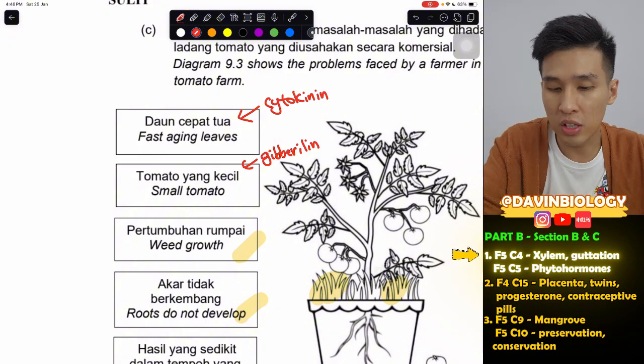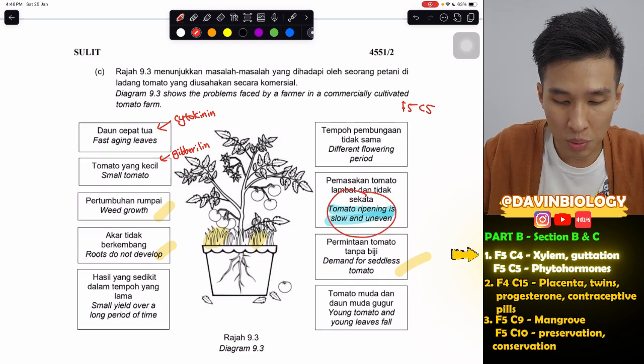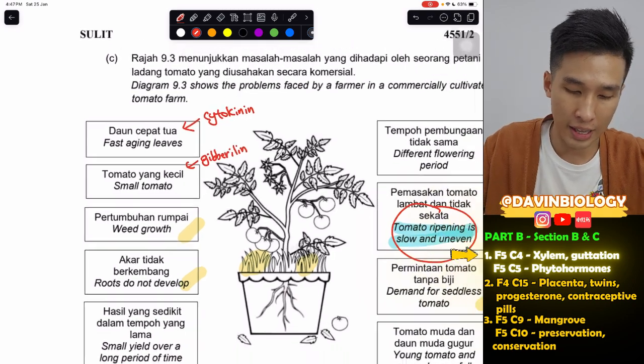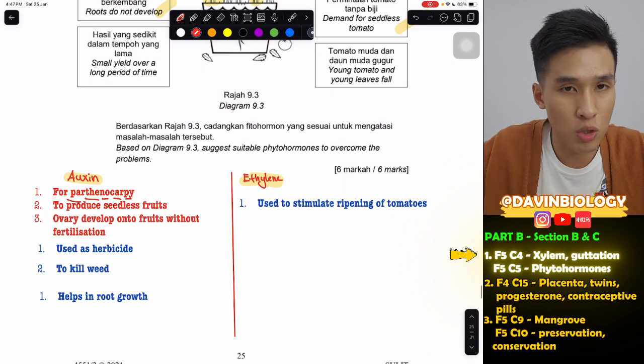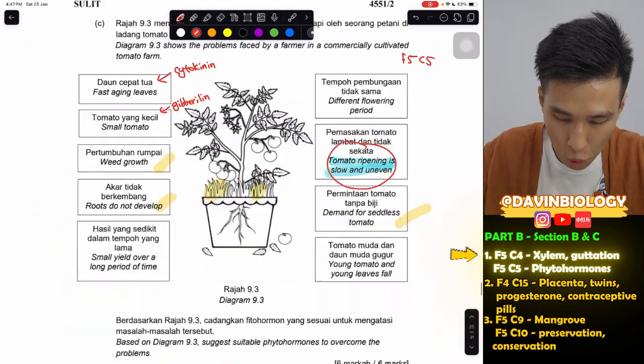Okay, so gibberellin is different from ethylene. Ethylene is to stimulate ripening, but gibberellin is used for growth of fruits, development of fruits. So you can mention these two. But auxin and ethylene are the easiest hormones, especially auxin. There are a lot of functions we can talk about for auxin. Okay, so I just go through these few.